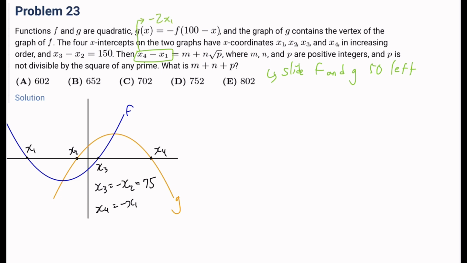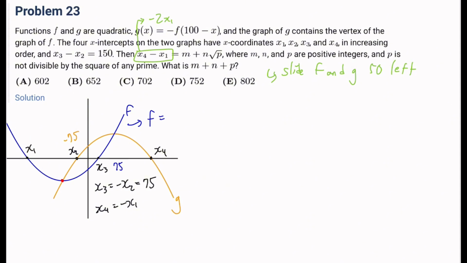Now let's look at the fact that the graph of g contains the vertex of the graph of f. That still doesn't change with the sliding because f and g both moved, right? And so this is the vertex and this is the vertex. They are just flipped over, since it's like a 180-degree rotation about the origin. That means if g contains the vertex of f, then f contains the vertex of g, right? So let's just look at one of those. Let's write out x3 equals 75 and x2 equals minus 75 first. And so this is a vertex, right? And so f is going to be equal to x1 and x3, which is 75.